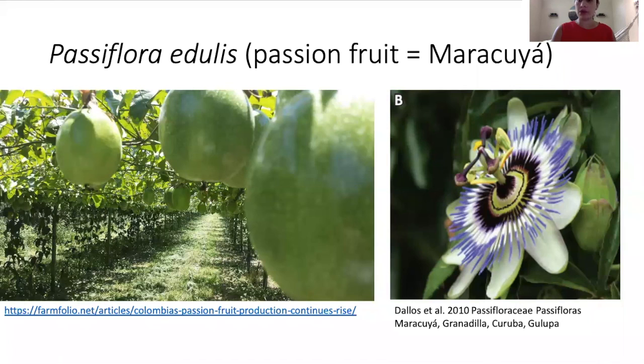One of the members of the family Passifloraceae is Passiflora edulis, passion fruit, maracuyá, and it grows in a vine. This is the flower. It's very common in Colombia, and it's very common to have juices from maracuyá, from passion fruit. That's the emblem passion fruit.